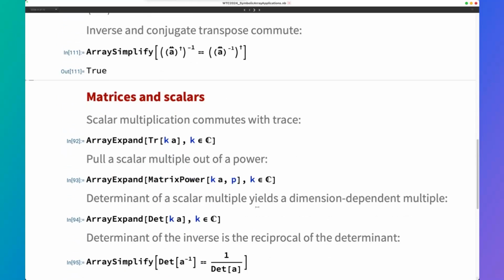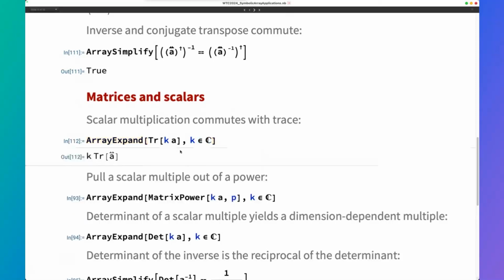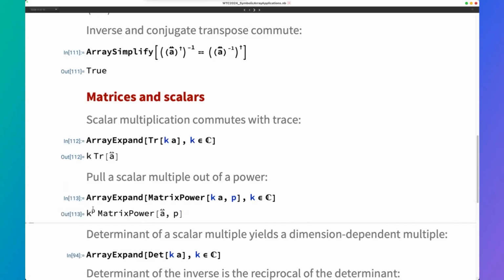So now I'll give some identities with matrices and scalars. Here I'm going to declare k to be a complex number. The reason I need to do that is that ArrayExpand and ArraySimplify deal with general arrays, so they can't just assume that unknown things are numbers. If you want it to be a number, you need to tell it that it's a real or a complex number, etc. So if you multiply a matrix by a scalar multiple and take the trace, you get the trace multiplied by that scalar. You can pull out a scalar multiple through a power, and you get the scalar raised to that power.